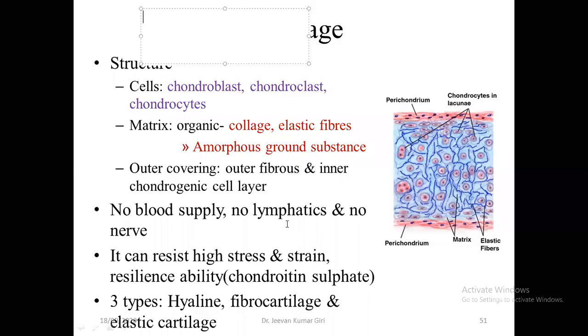Are you getting it? So this elasticity of the cartilage is due to the presence of one substance, that is the chondroitin sulfate. So here you can see the cartilage can withstand, it can bear the high stress and strain, and it also makes the joint flexible. Flexibility it will give.